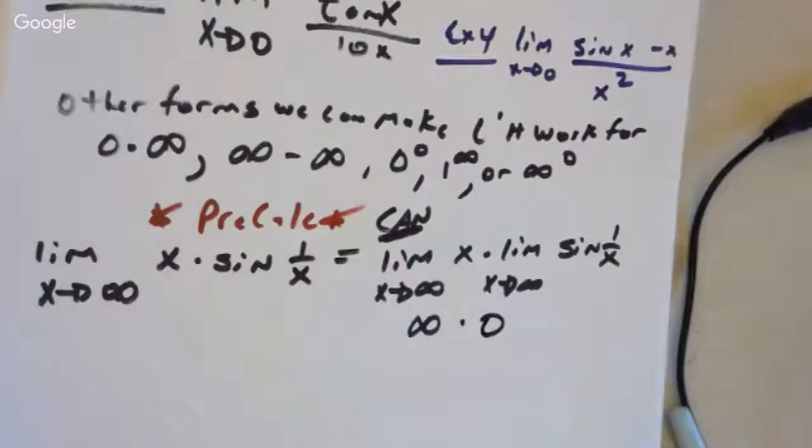Right. As 1 over x gets really close to 0, the sine will get really close to 0, because you're plugging in something that's getting closer and closer to 0. Now, the problem is, is this a form of L'Hopital's? It's not. What can we do? What can pre-calc do for us on this one? Because we have to turn this into a what?